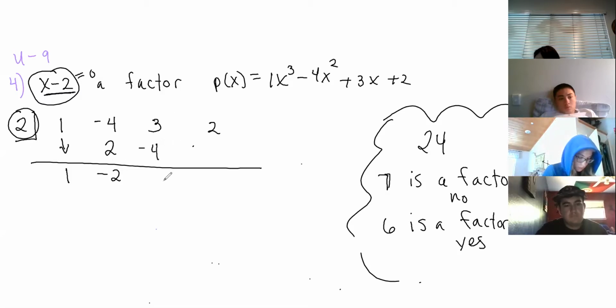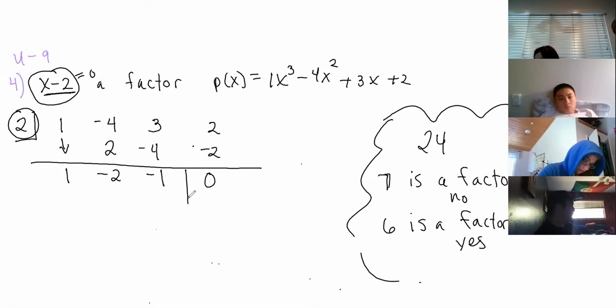And again you add. What would that give you? -1. Then keep going in that pattern, multiply and then add. 0. Okay, so that last number is your remainder. If your remainder is 0, it is a factor. So is x minus 2 a factor, yes or no? Yes. And why is it a yes? Because the remainder is 0.